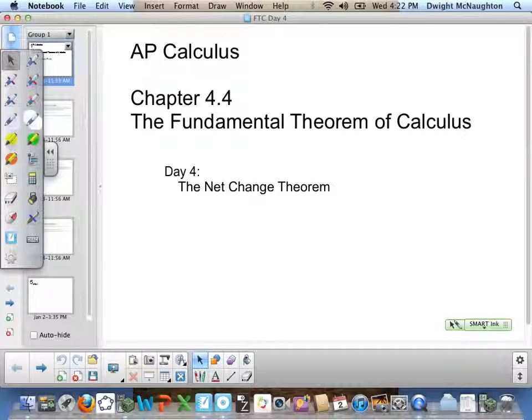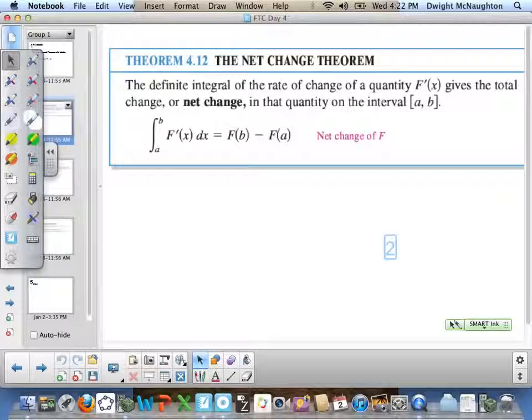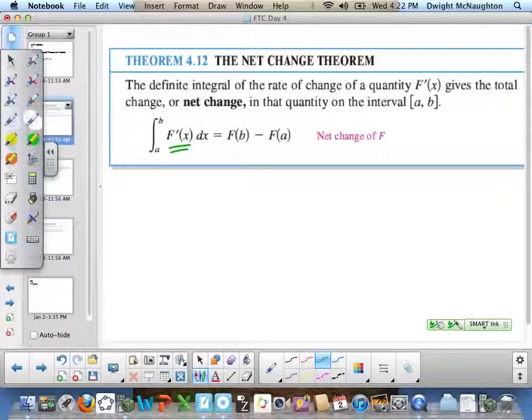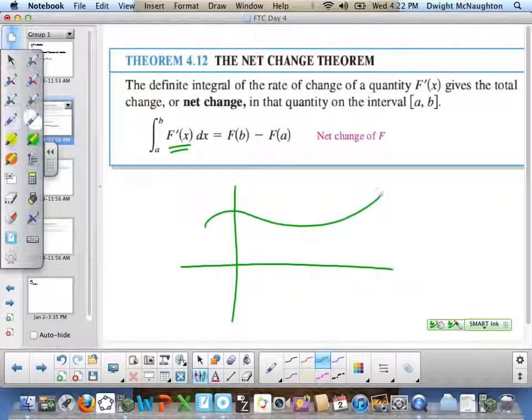Now the net change theorem, very similar to the second fundamental theorem of calculus. If you take a look at it, we have the integral from a to b of f prime of x dx equals f of b minus f of a. Basically what it's saying is we have a rate, and we're going to evaluate the change in the rate. We're going to evaluate the area underneath it. It's going to be how much is changed in that quantity. We have a rate and we're evaluating the change from A to B. We're finding the area.